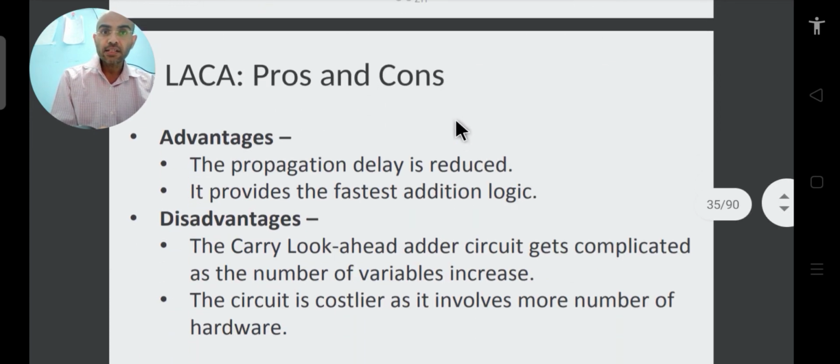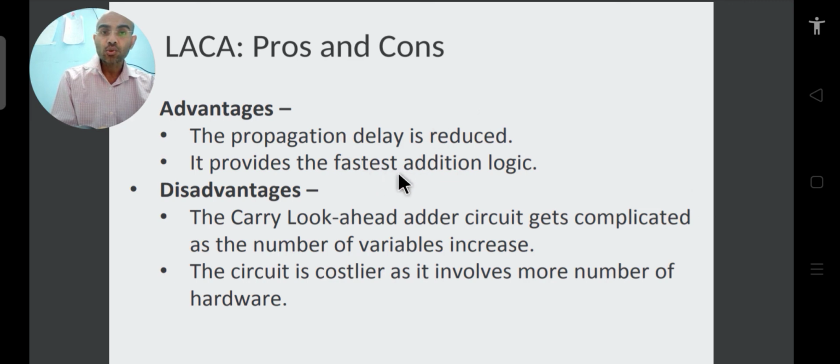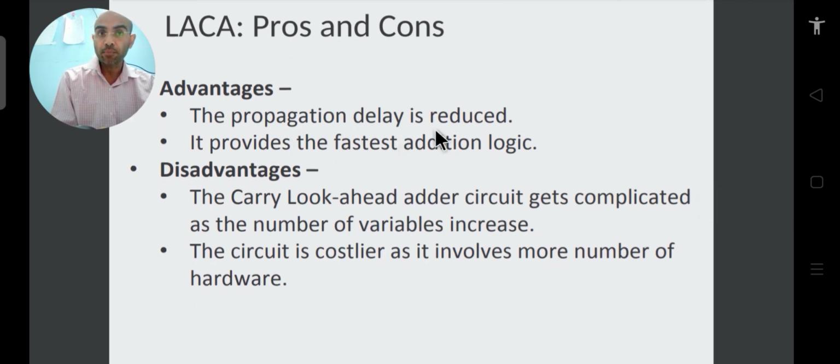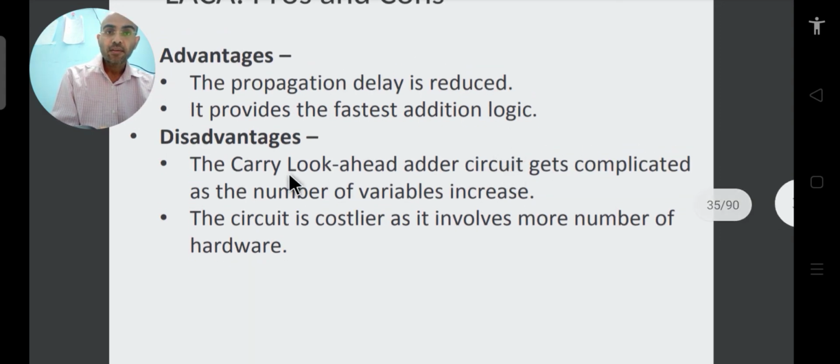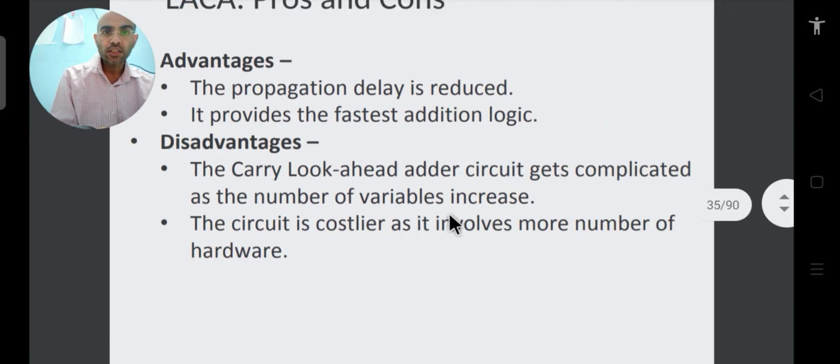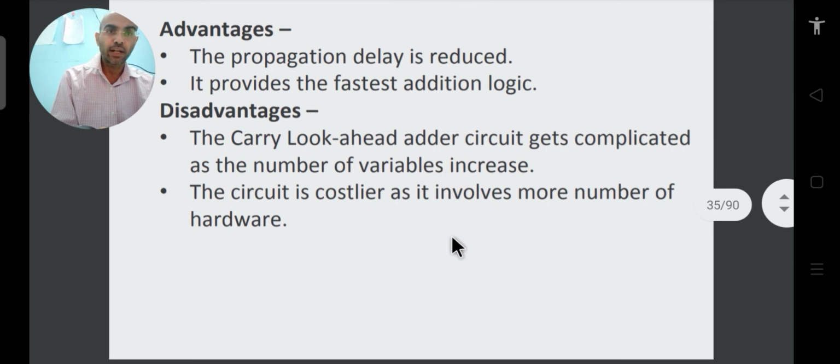So what are the advantages and disadvantages of this look ahead carry adder? The advantages, as I have already told you, are that the propagation delay is reduced and the addition operation becomes faster. But the disadvantages, as you can easily see, are that the circuit becomes complicated and the number of variables increases. The other disadvantage is cost: if you have to use an extra IC, it is not that costly, but if you consider the cost, it will automatically be slightly increased. So the circuit is a little costlier. These are the advantages and disadvantages of the look ahead carry adder.